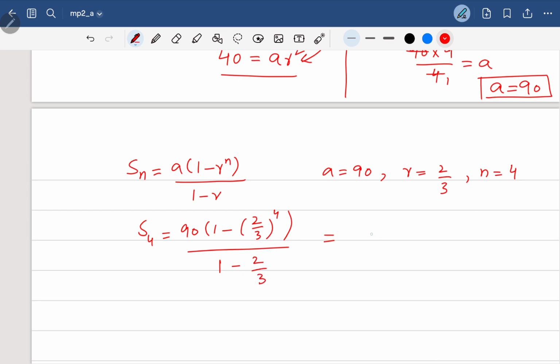So it will be 90 times 1 minus 2 to the power 4, which is 16, over 3 to the power 4, which is 81, over 1 minus 2 over 3. If you sub these fractions into the calculator, you will get the answer, and your answer should be 650 over 3.